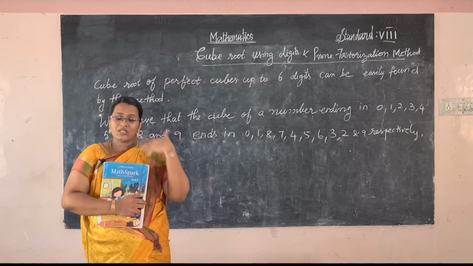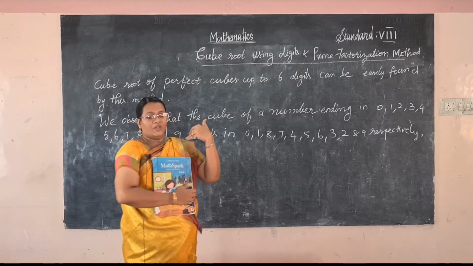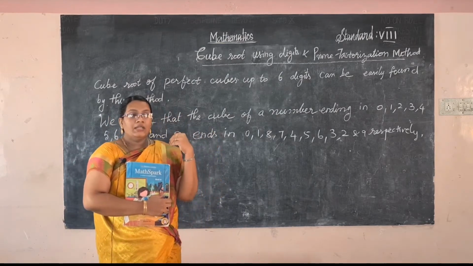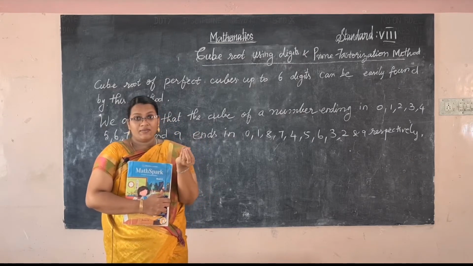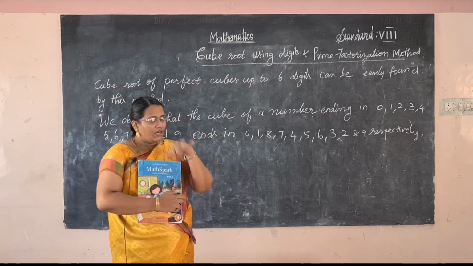Cube root means the opposite of the cube. So the cube root of 512 is equal to 8, and the cube root of 343 is equal to 7. These were learned in the previous class. I hope you have understood that concept.